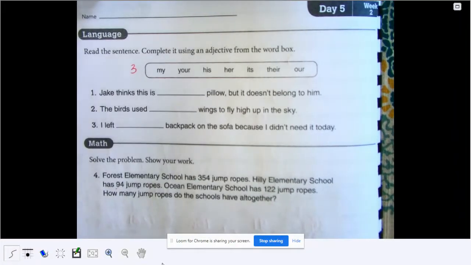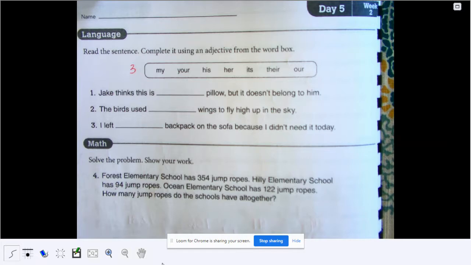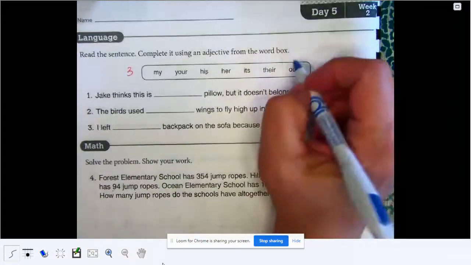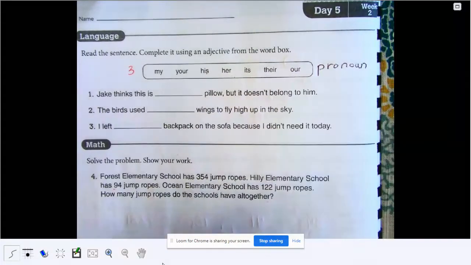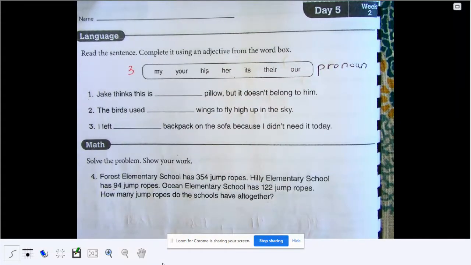All right, so read the sentence, complete it using the adjective from the word box. So we have the words my, your, his, her, its, their, and our. Those words are all pronouns. If you remember pronouns, they replace a noun. So let's put a pronoun in each sentence.